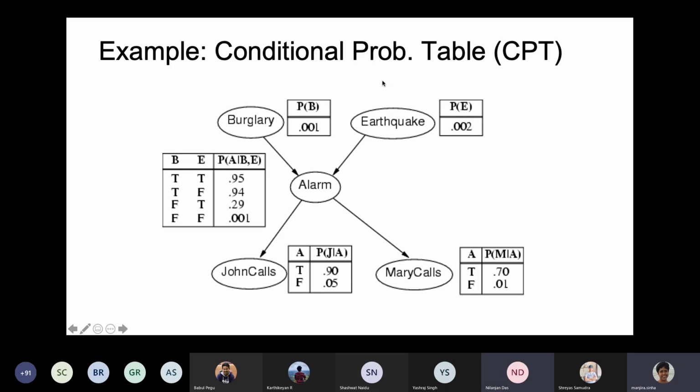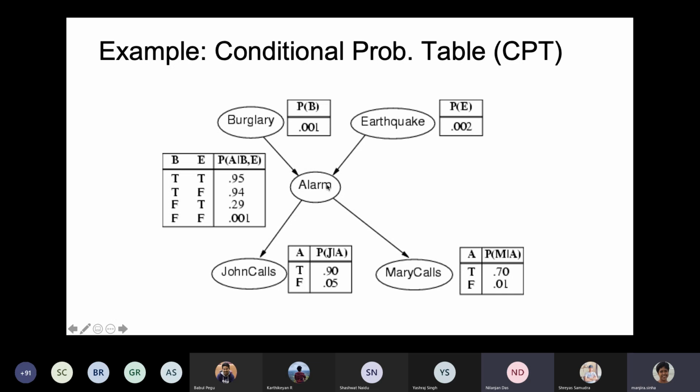So now we were talking about the conditional probability tables. This is what the tables look like. Say for burglary, there is no parent. So the probability of burglary is 0.001. These probability values are already given. So we have some database and we know that in that region, the probability of burglary is this and the probability of earthquake is also this.